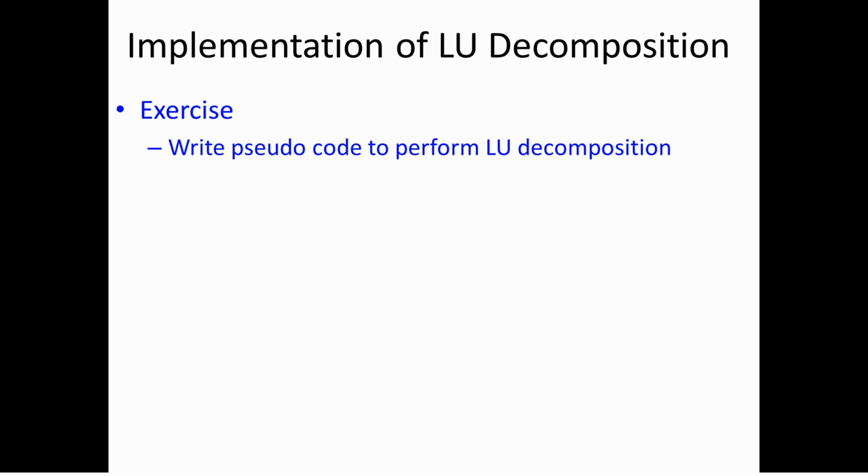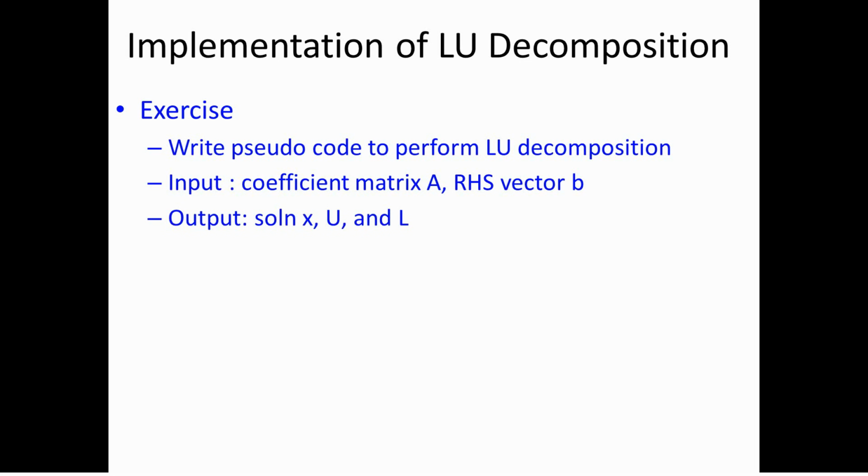And as an exercise, I'd like you to write some pseudocode for performing an LU decomposition. Your input should be an arbitrary coefficient matrix and a right-hand side vector b. Remember, the coefficient matrix has to be square, has to be n by n, and b has to be an n by 1 vector. And your output should be the solution and the two matrices U and L. And you should verify that L times U is equal to A.